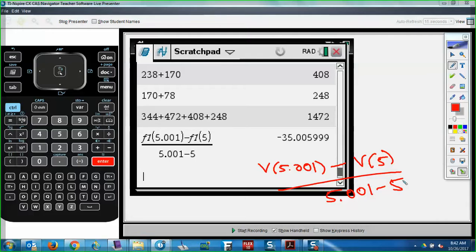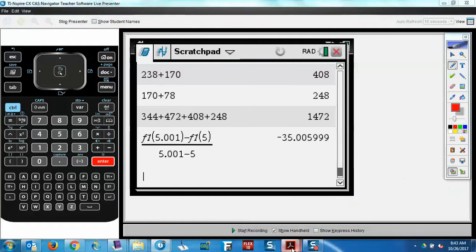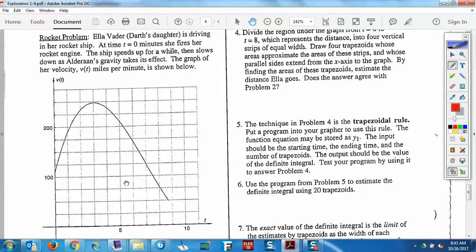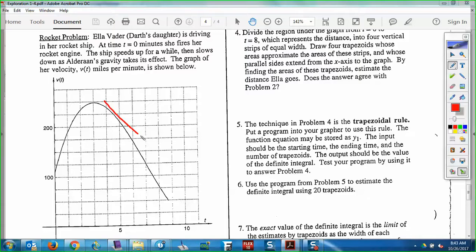So I really would like you to get used to using function notation when you do this stuff. Okay, so we're getting this, which kind of makes sense, because if we look at that graph, down here at 5, that would be this slope right here. We just found the slope of that graph right there. What does that tell us? What would be the units on that?